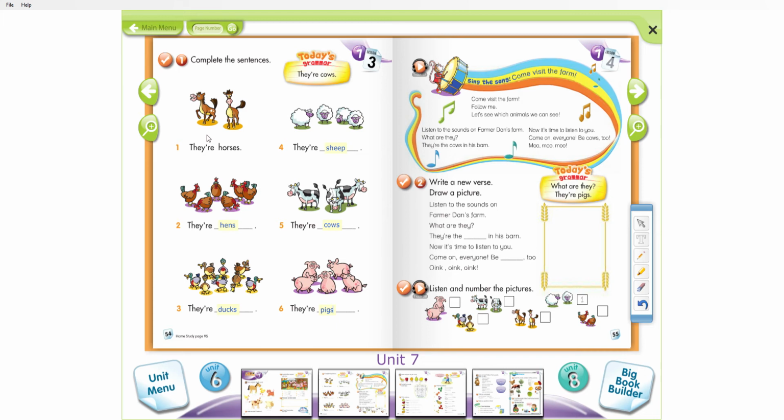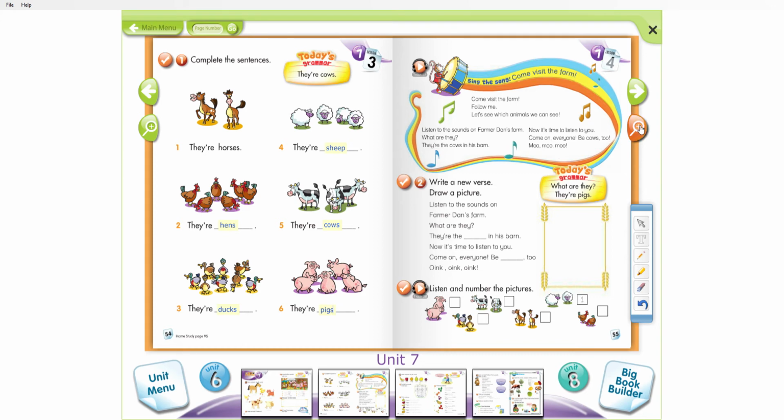They are horses. They are hens. They are ducks. They are sheep, they are cows, they are pigs. Let's repeat one more time. They are horses, they are hens, they are ducks, they are sheep, they are cows, they are pigs.